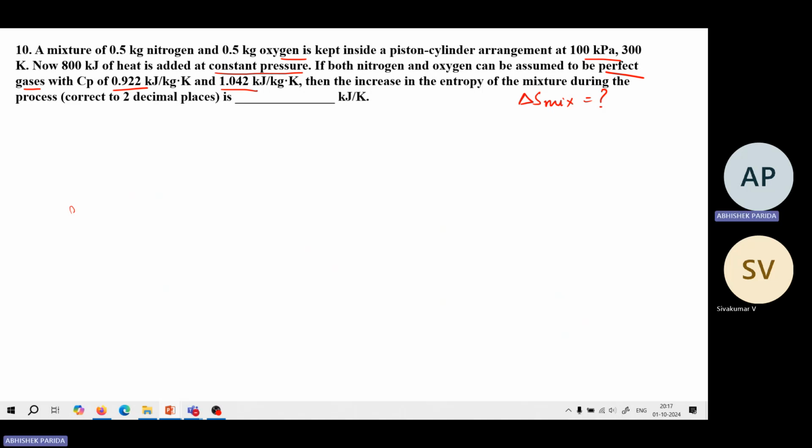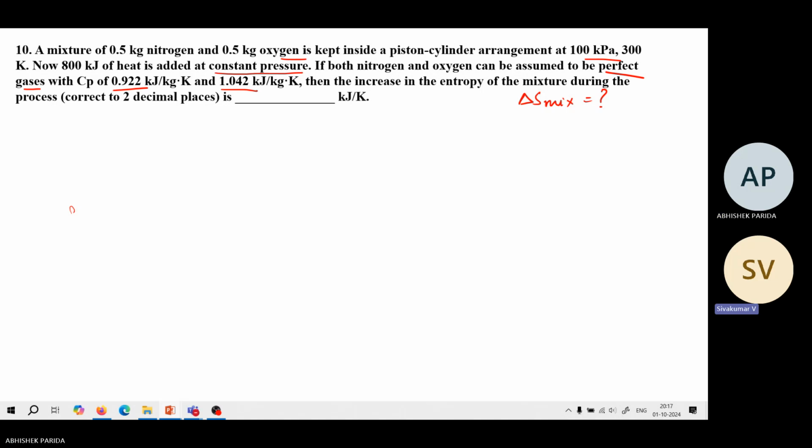Are you solving? Yes, sir. Approach is here. Del S, increase in entropy. Heat is added into the system, entropy increases. For finding this, constant pressure process is following. That's why mass of the mixture into Cp of the mixture into ln of T2 by T1. That is the final formula I have used, sir.